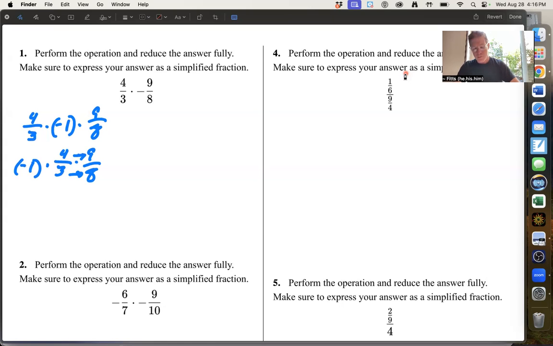So what I'm going to do is say this is -1 times, what's 4 times 9? 36.